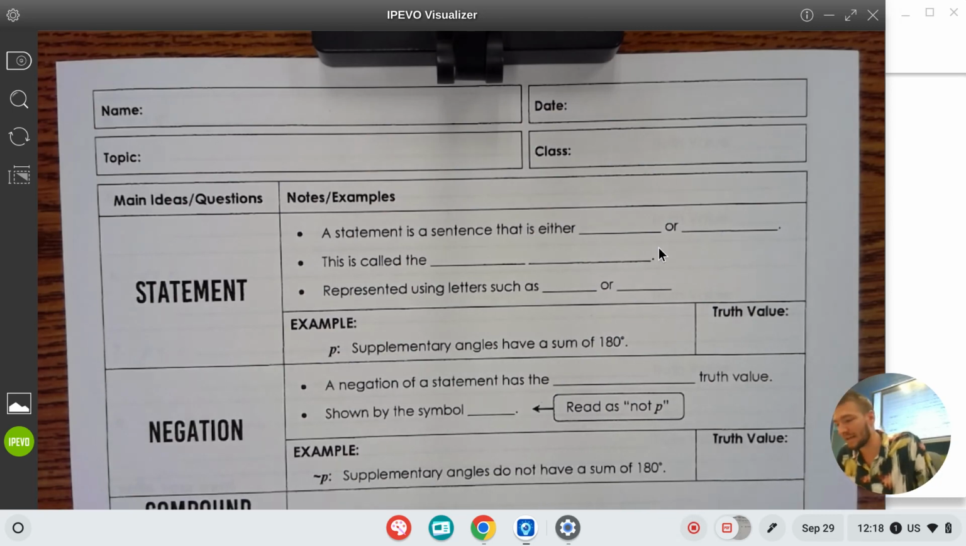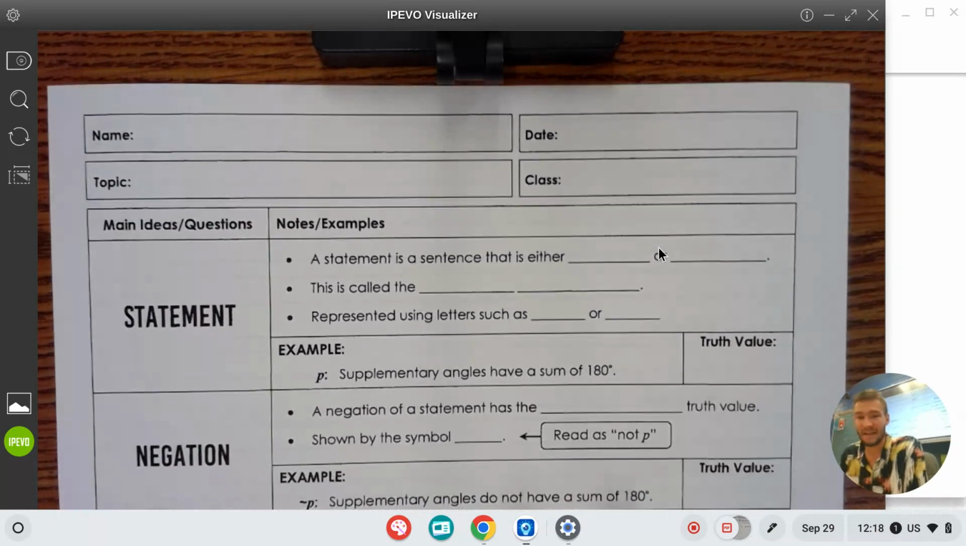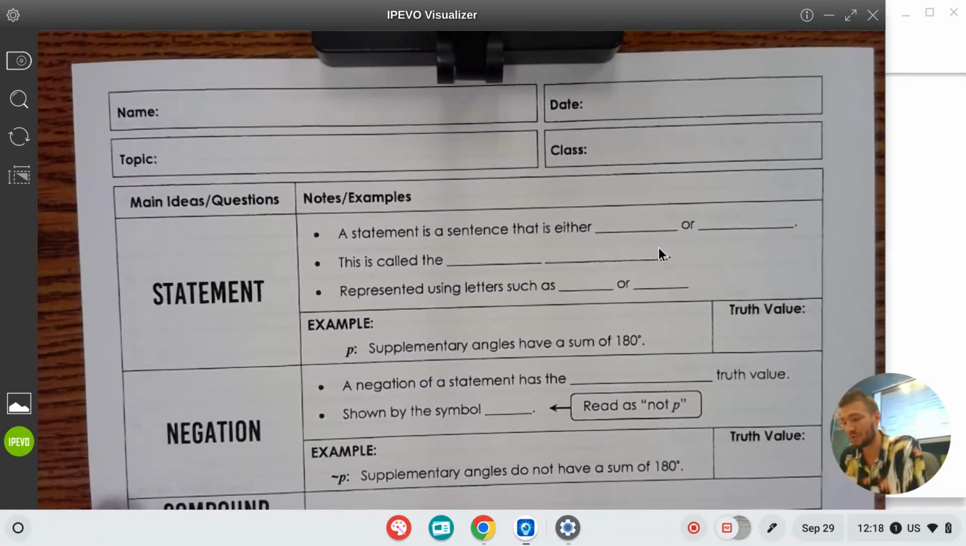In case you forget. Welcome back. We're going to talk about the very first lesson in our logic unit. Okay? We're officially in unit 2. We're past lines and angles.